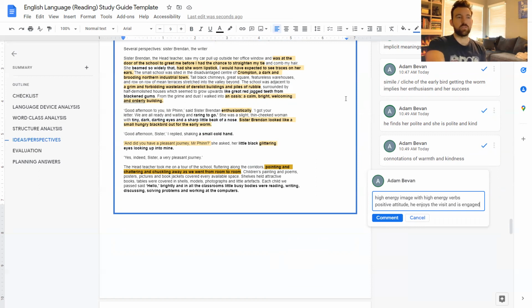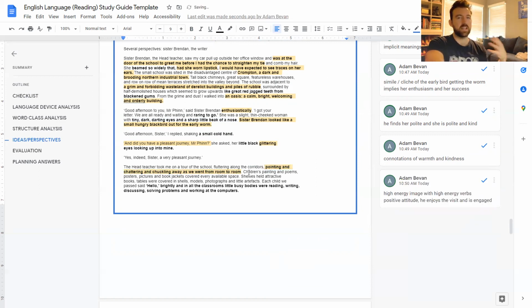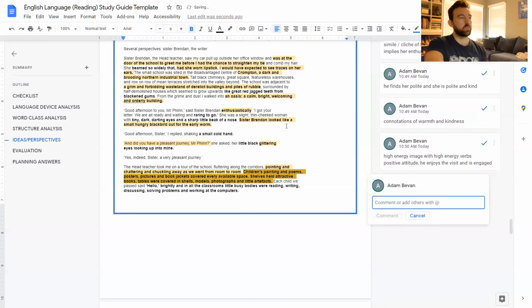So we've got several thoughts from him and several feelings and thoughts from her, I think. "Children's paintings and poems, posters, pictures, book jackets covered every available space. Shelves held attractive books. Tables were covered in shells, models, photographs, and little artifacts." So this one, we can also infer something. So I think that the incredibly long list shows how impressed he is with what he sees. It's almost again back to the fact he felt a bit overwhelmed.